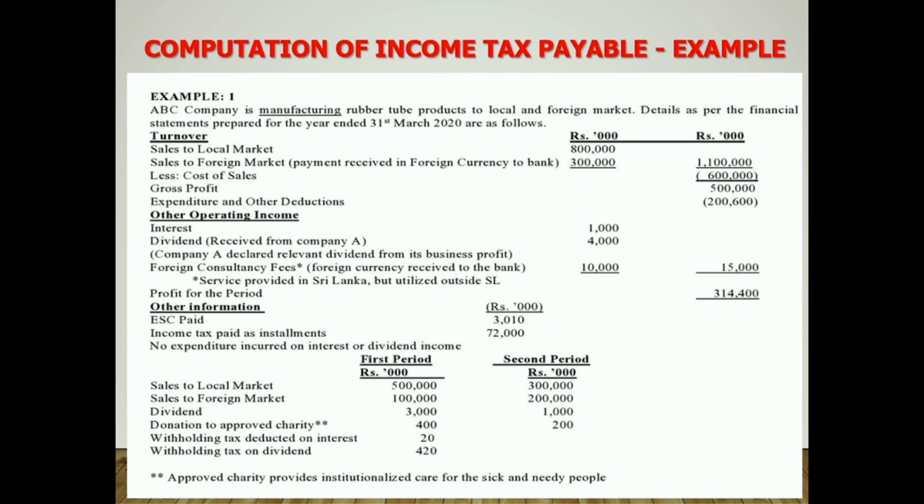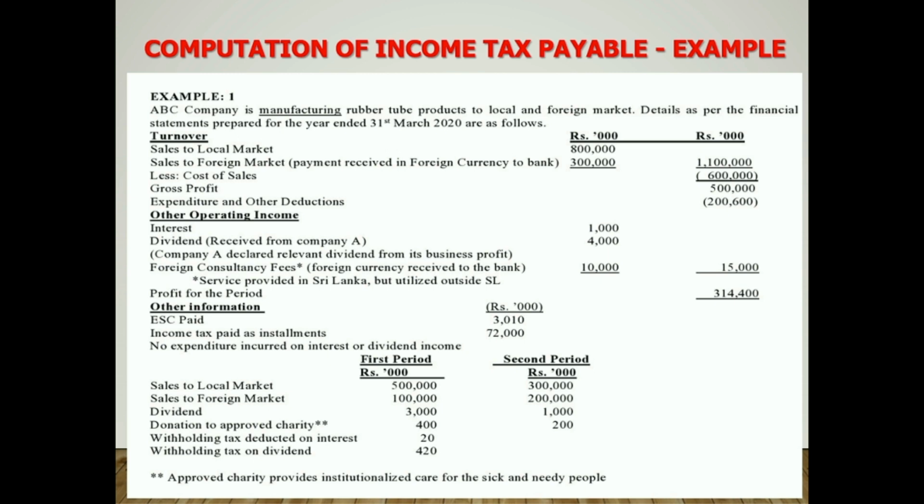So under the note it says company A declared a relevant dividend from its business profit. That means they didn't use another dividend received from another company for this purpose. So accordingly, you have to decide the tax treatment.